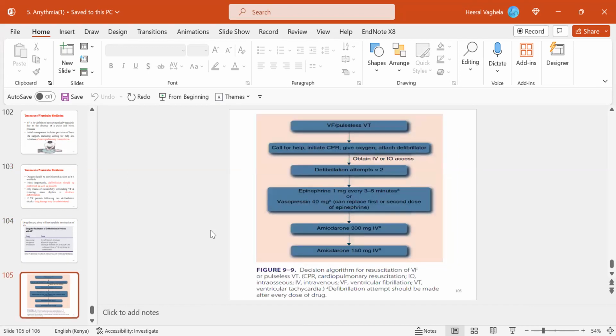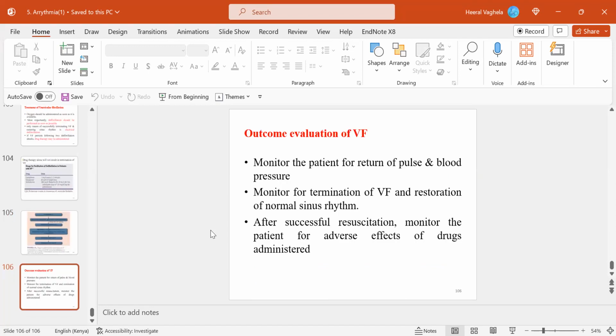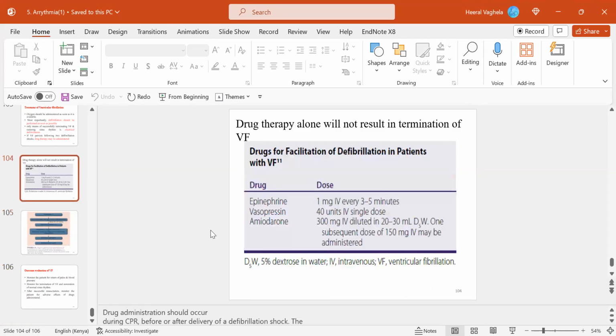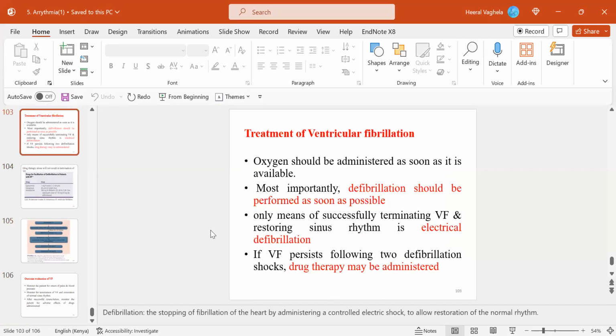Yeah, so when you look at the pulse and then you initiate CPR, give oxygen, or you perform defibrillation 2 times, but that's not enough. So you give epinephrine and vasopressin. Yeah, then you can also give other drugs like amiodarone.